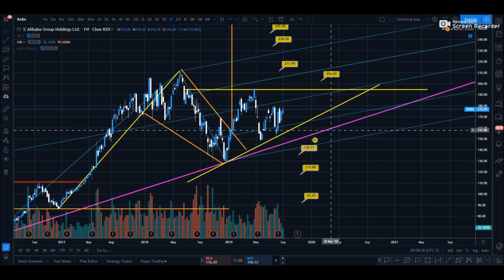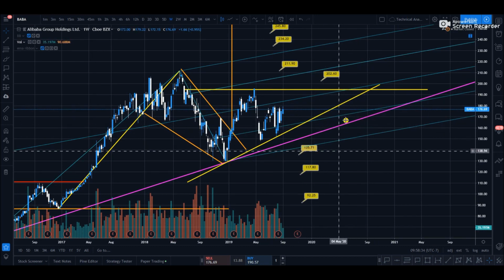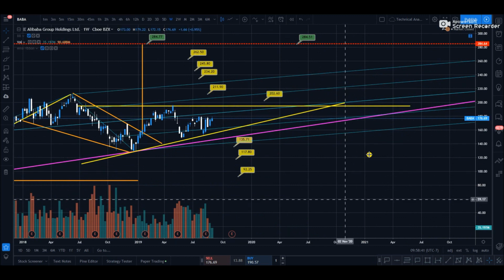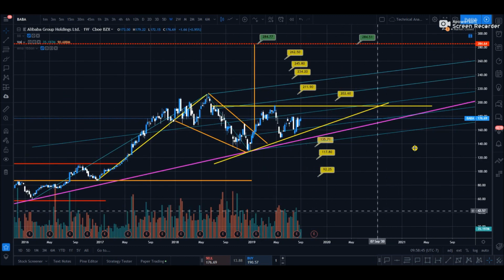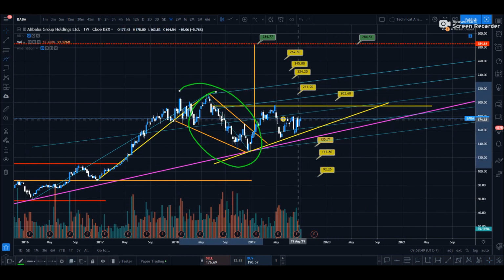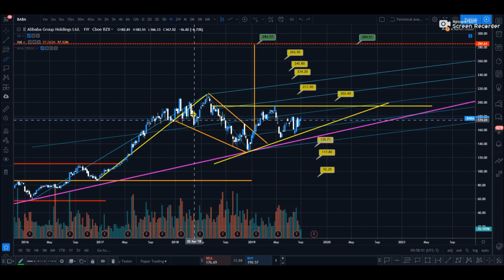If we break down, this pink support line would be a good momentum indicator to tell you if we're breaking down to the downside and starting either another consolidation phase, or it's time to show us that we're going down now to the correction phase or bear market. But as you can see, I don't consider this a bear market. This is just a correction phase from the bull flag.